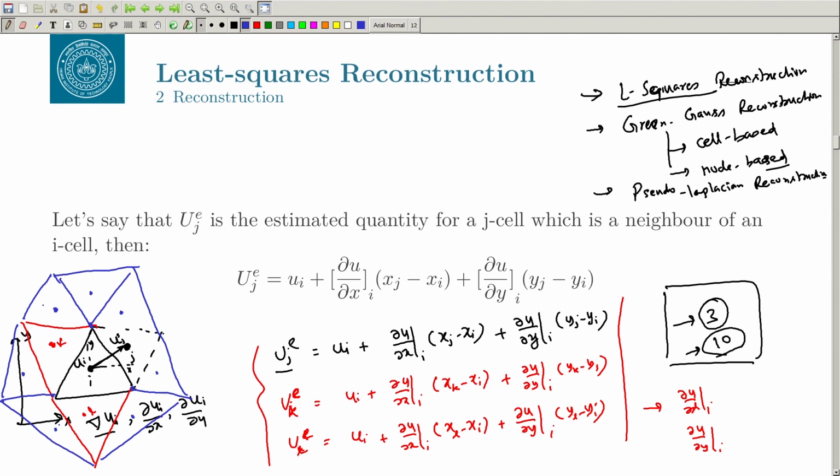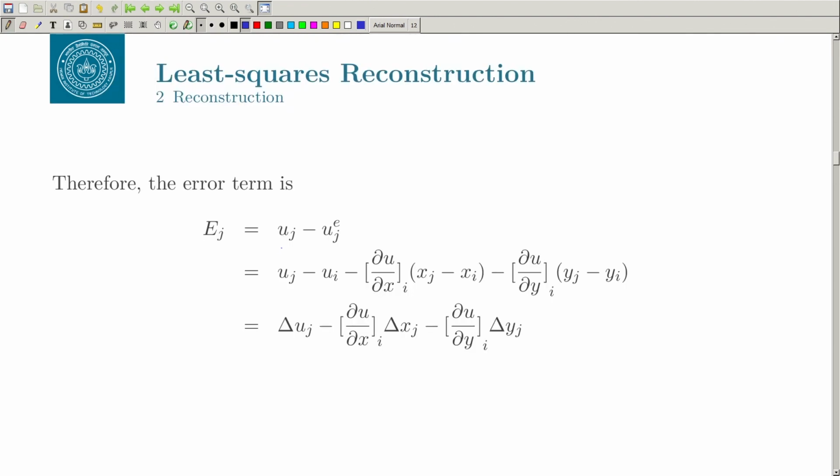So, you have only two unknown variables, but you have many equations. These are the estimated quantities. What we will do, you actually know the value at u_j, you know the value of u_k, and you know the value of u_L. These are the values which are stored at the cell centers. So, you can calculate the error: your actual u_j that you know minus u_j estimated. If you do that, you will have u_j minus u_i, minus del u by del x at i times (x_j minus x_i), minus del u by del y at i times (y_j minus y_i). You can write it in terms of delta u_j like this.